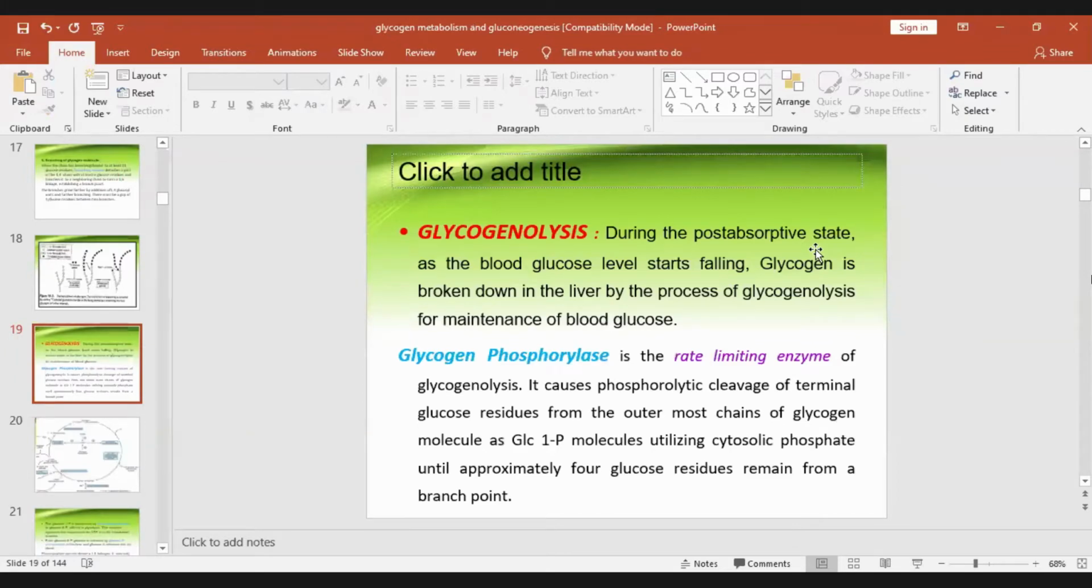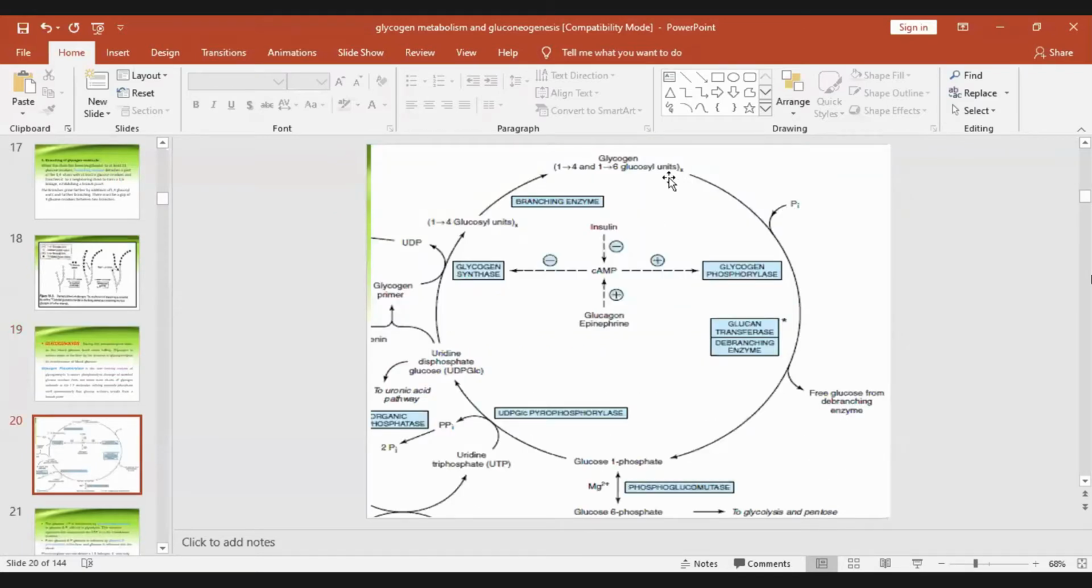And you have seen that the rate limiting enzyme of glycogenesis is glycogen synthase. Whereas in glycogenolysis, the reaction starts with the rate limiting enzyme, glycogen phosphorylase, or phosphorylase. It causes phosphorolytic breakdown. So it takes inorganic phosphate from the cytoplasm, and then the enzyme glycogen phosphorylase cleaves off 1 glucose residue to form glucose 1-phosphate. So that is glycogen phosphorylase, the rate limiting enzyme.